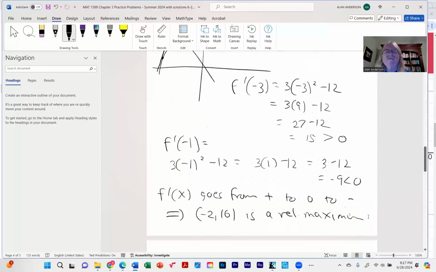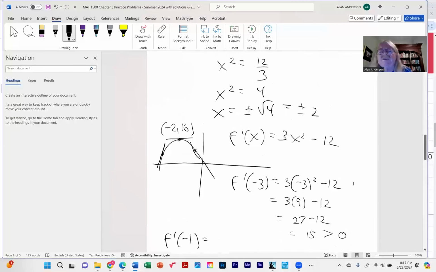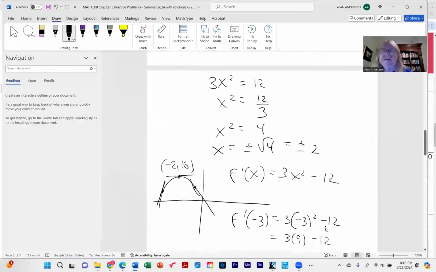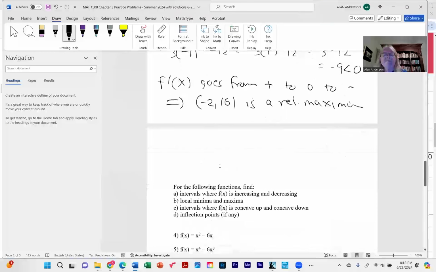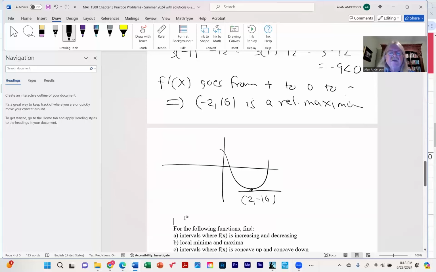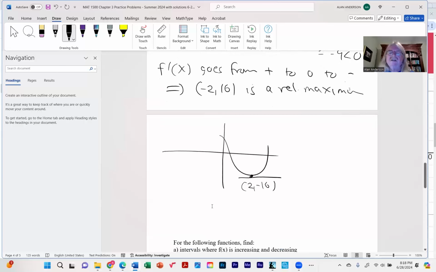So now we're going to do the same thing for the point +2. And again, if you plug 2 into this equation, you'll get the y coordinate, which turns out to be -16. That'll be over here somewhere. All right, so let's do the same thing. We'll take the first derivative and evaluate it just to the left and just to the right of that point, and let's look at the signs.